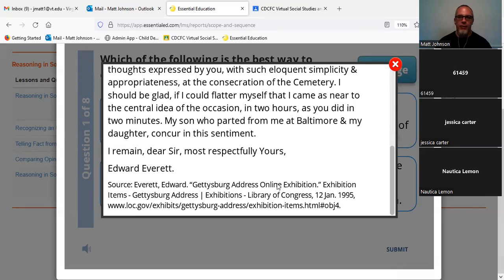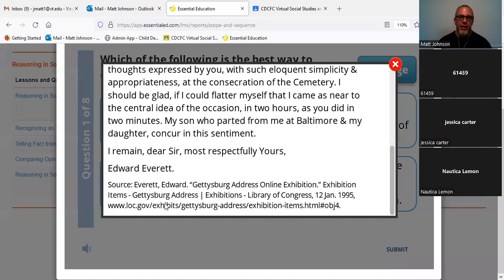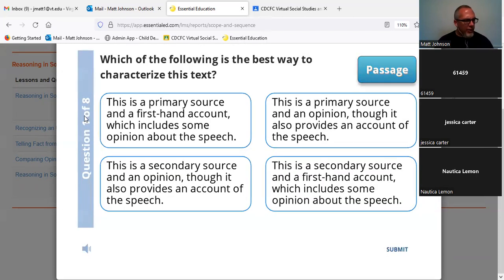In 1863, just remembering here too, at the bottom, we have information where we could go see that. Of course, that's the Library of Congress. When it was accessed is there, 1995. Of course, we see that was written basically in 1863. Gettysburg Address online exhibition. So I guess on the Library of Congress website, they have curated a section on the Gettysburg Address that you can look at different documents there. So right away we know primary source.